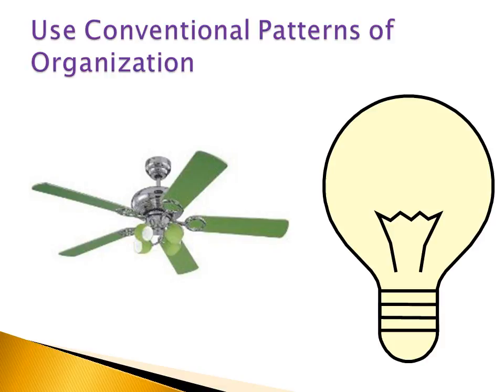Using the conventional patterns of organization can be compared to when a light goes out in a typical ceiling fan. When a light goes out in a ceiling fan, would you rather replace the whole fan or just replace the light bulb? I feel like most people would say that they would rather just replace the light bulb because it's easier, it takes less time, and it will save you money. The same is true with these patterns of organization. If you decide to use these patterns, they could save you time, effort, and the company that you are working for money.